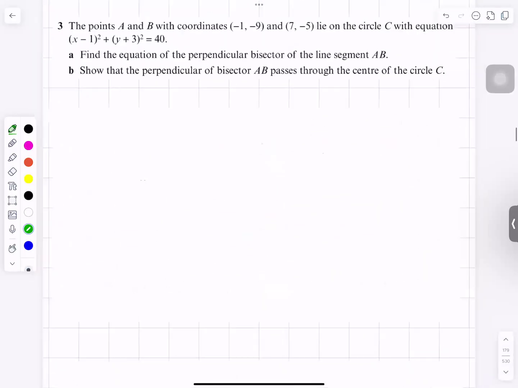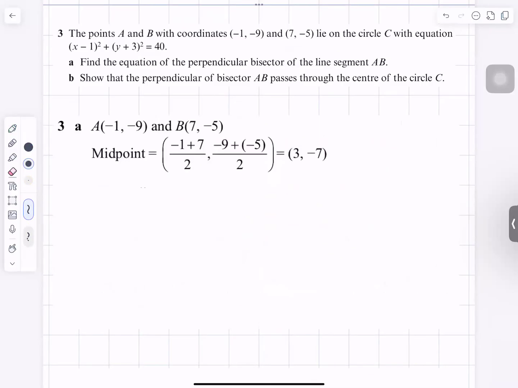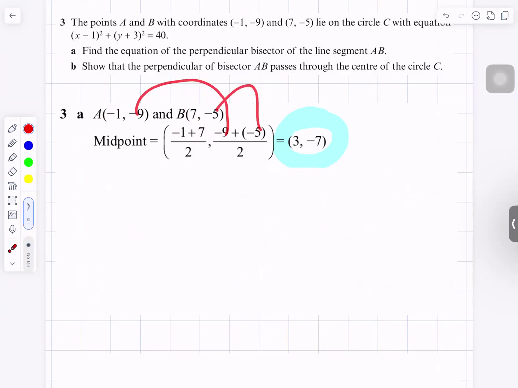So now on that question, for the first line, we want to use that first equation. When you put that first equation, you get the midpoint. When you substitute x1, which is -1, x2, which is 7, y1, which is -9, and y2, which is -5, it gives you (3, -7) for the midpoint.